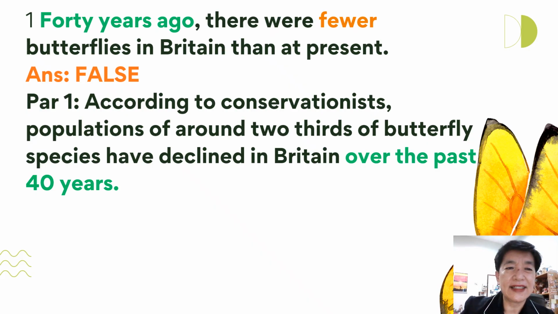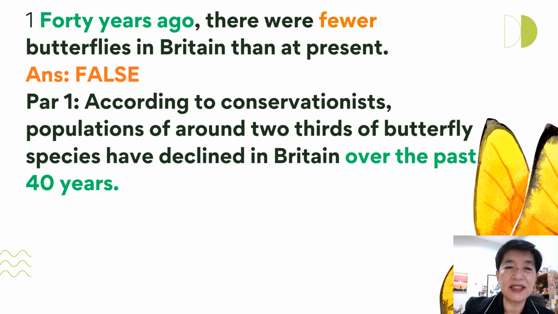Okay, number 1. 40 years ago, there were fewer butterflies in Britain than at present. The answer is false. Why? Because in paragraph 1, it says, according to conservationists, populations of around 2/3 of butterfly species have declined in Britain over the past 40 years. There's a difference between 40 years ago and over the past 40 years.